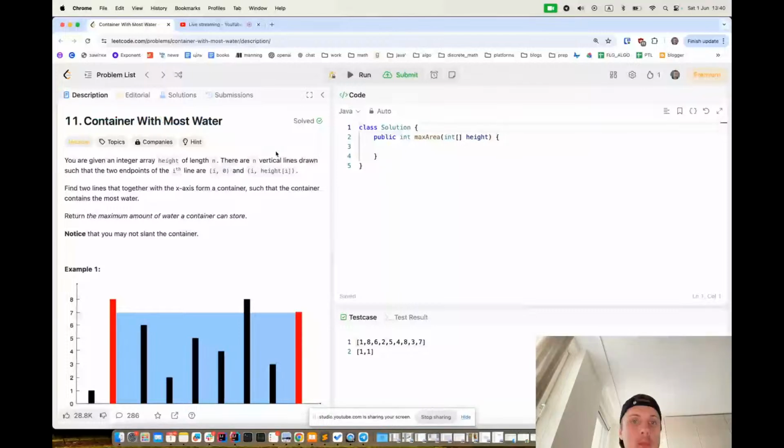Hi guys, today we are solving the next task. It would be the most classic one. It's called Container With Most Water.